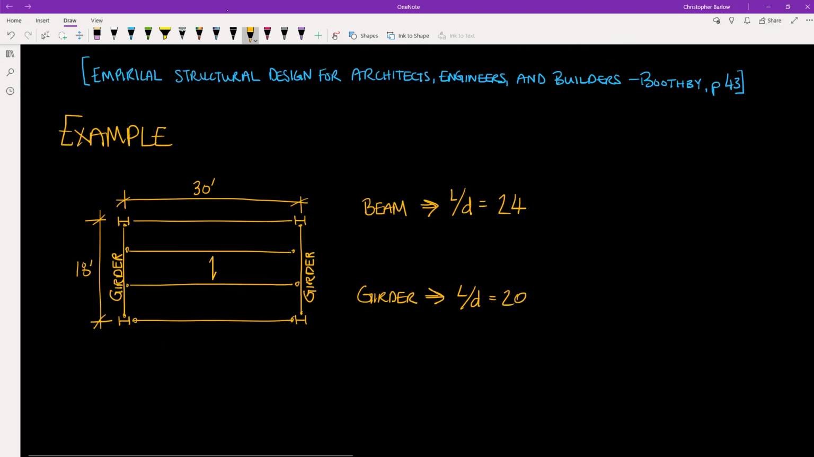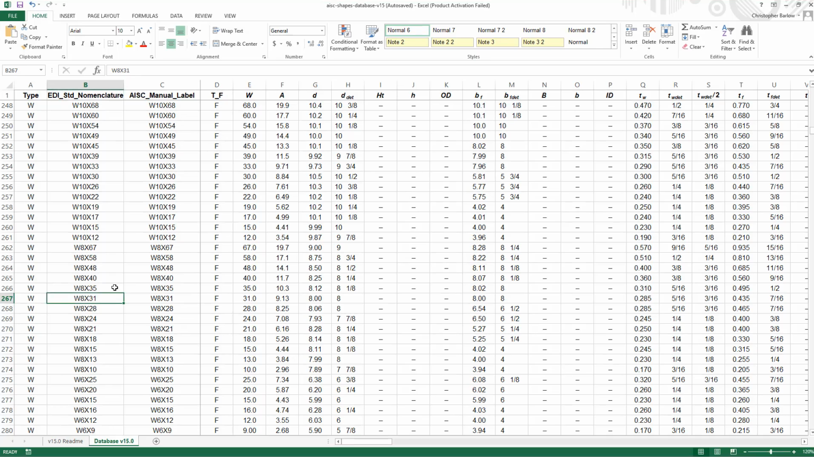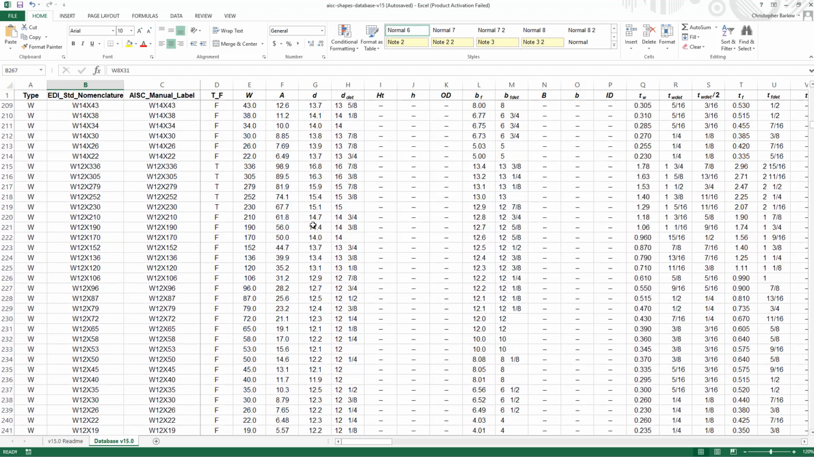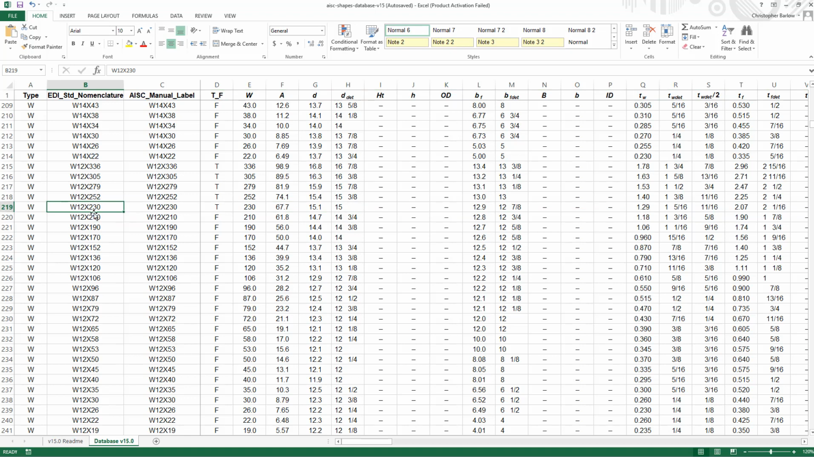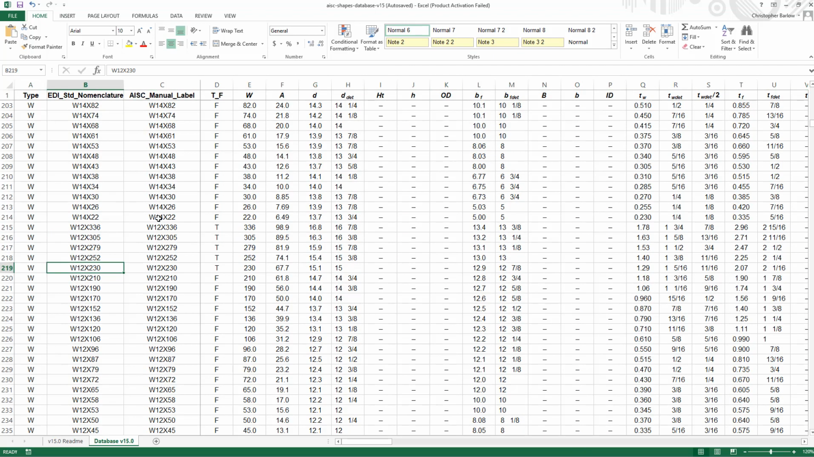So for the beam, if we rearrange this formula, we get that the depth should be equal to the length divided by 24. We convert the length to inches, we divide by 24, and we get 15 inches. And so looking back at our shapes database, the first member that has a depth greater than 15 inches is this W12 by 230. But note that this W12 by 230 is very, very heavy, 230 pounds per linear foot. And in fact, this section is likely used more commonly as a column section.